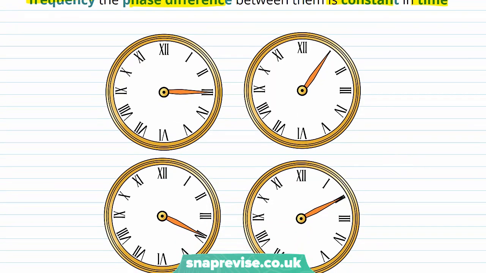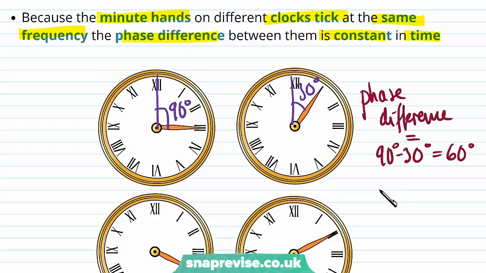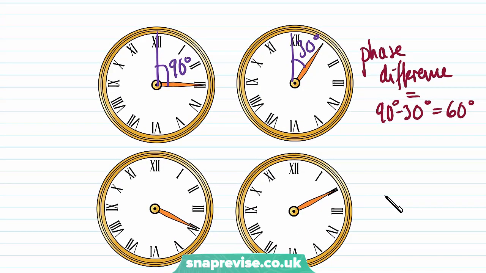So if we consider again a minute hand that's at 90 degrees and our minute hand that is at 30 degrees, so this is the one that's at 90 degrees, this is the one that has a phase of 30 degrees, and we found that their phase difference when they're in these positions is 60 degrees. So now let's consider the 2 minute hands on these clocks a certain amount of time later. For example, let's consider them 5 minutes later.